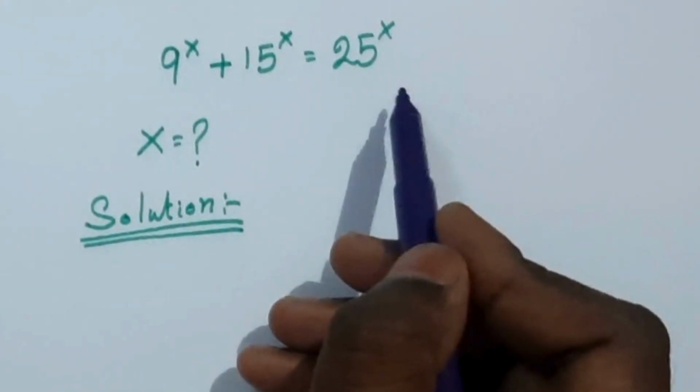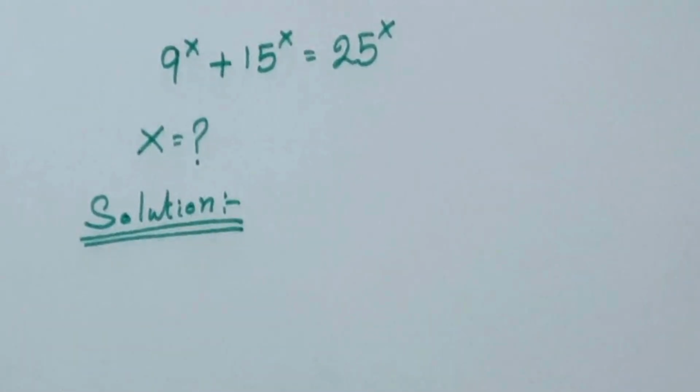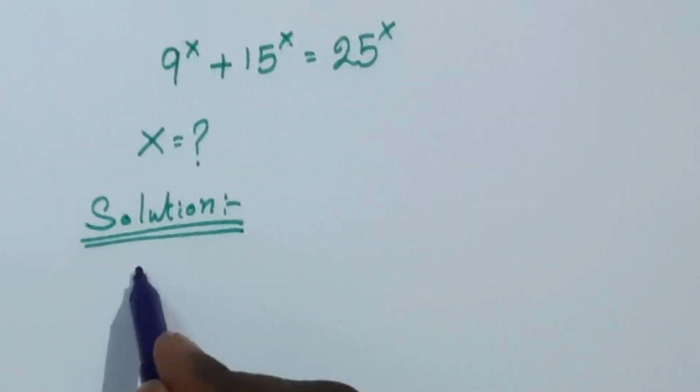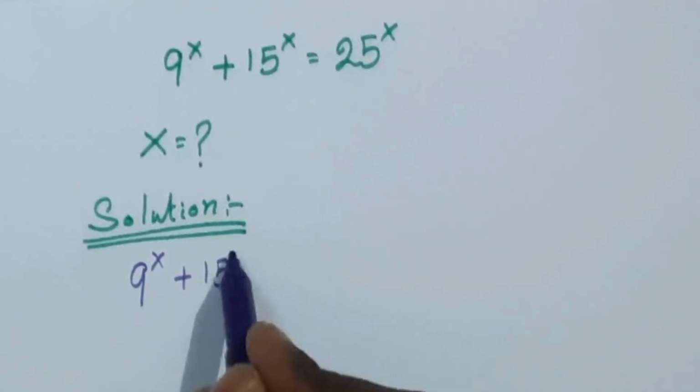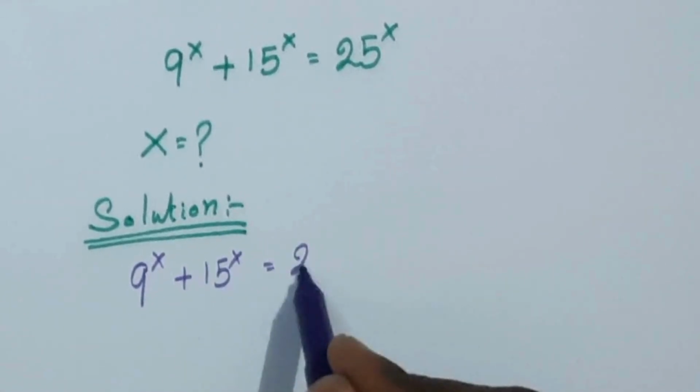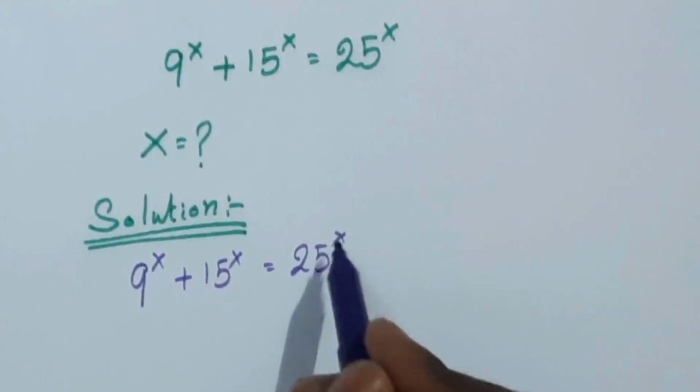Today we are going to solve this equation to find the x value. Solution: 9 power x plus 15 power x equal to 25 power x.